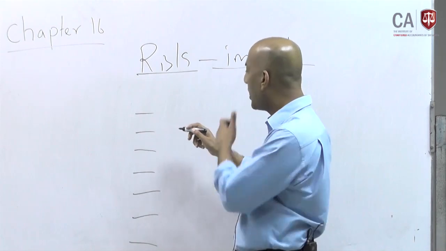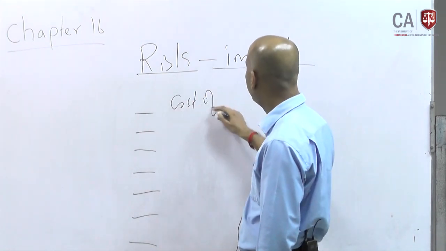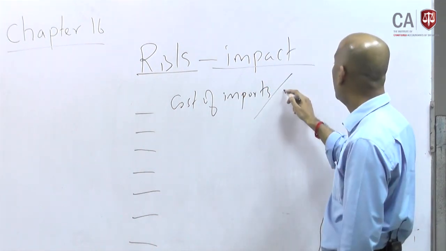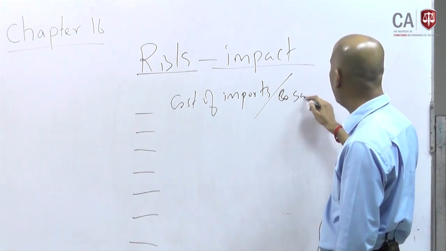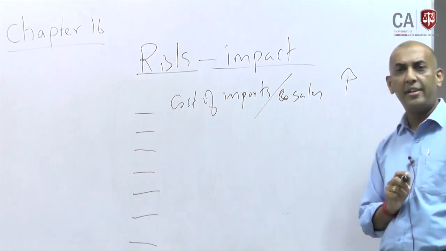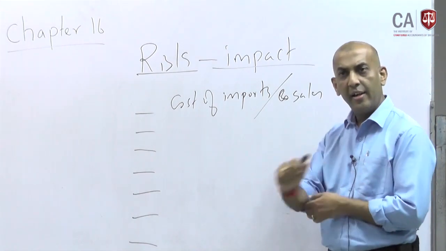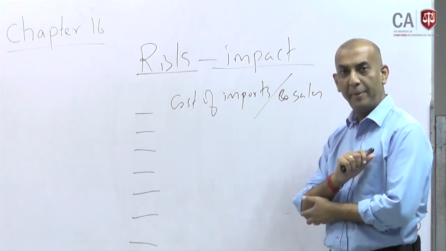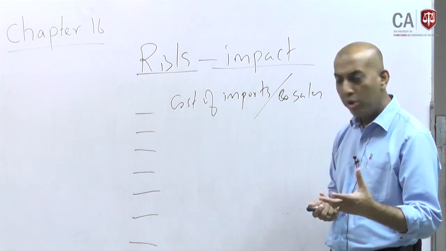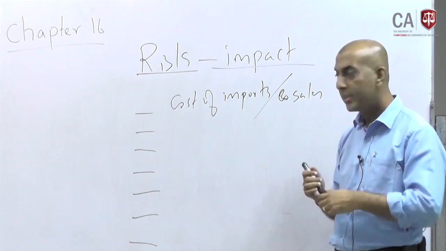If you are an importer, your cost of imports, or cost of sales, increases because of exchange rate variation. For example, your dollar rate is 180 and it becomes 190. What happens? The cost of all your imported goods will increase. So that's the main impact on your imports.